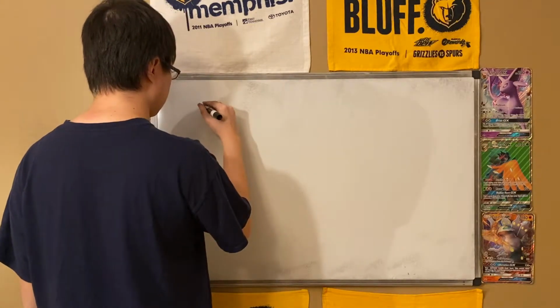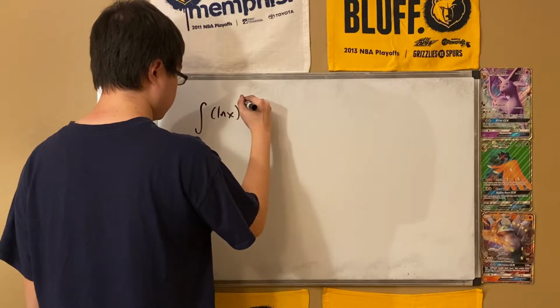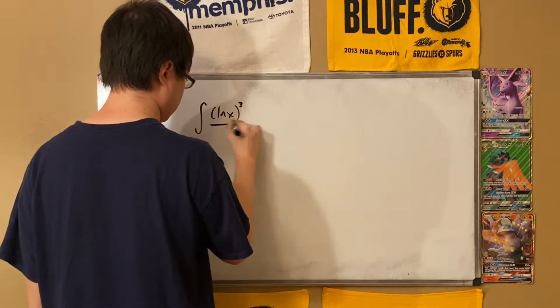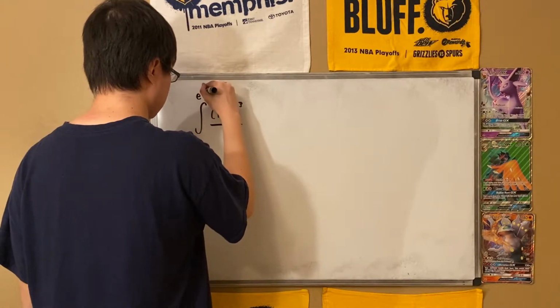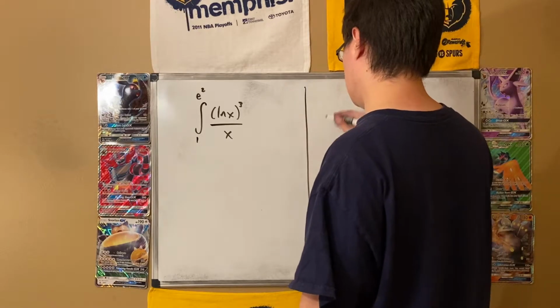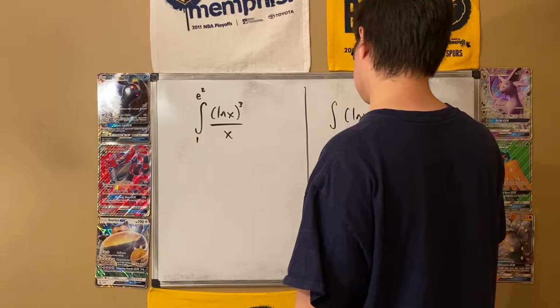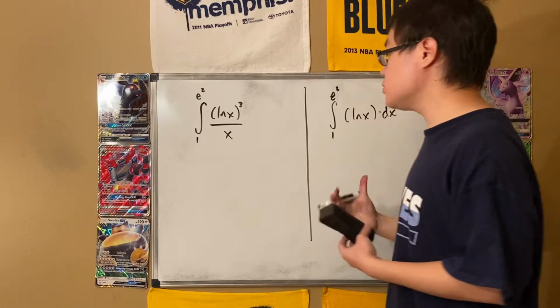So let's say we have the integral of ln of x, let's say it's cubed, I don't know, of x, and we're going to plug in the numbers, let's say e squared and 1. Then we are going to do the integral of just plain ln of x dx from 1 to e squared as well. So try these two integrals.